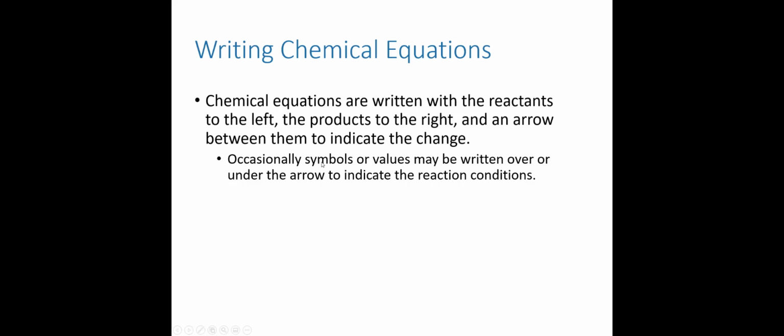And sometimes we use symbols or numerical values above or below the arrow to indicate the different reaction conditions. So here is an example of a very common reaction. We have hydrogen reacting with oxygen, and the arrow tells us that these are the reactants, what we started with, and H2O is the product, water.